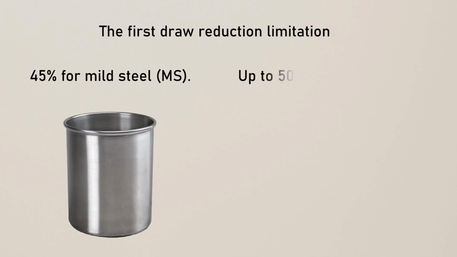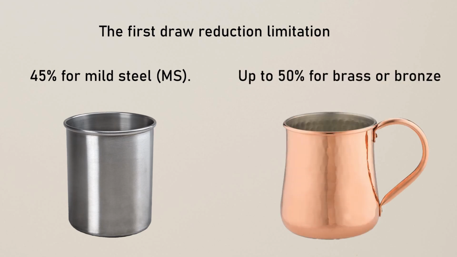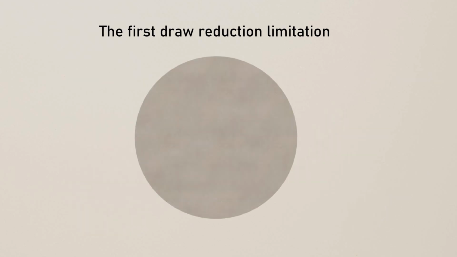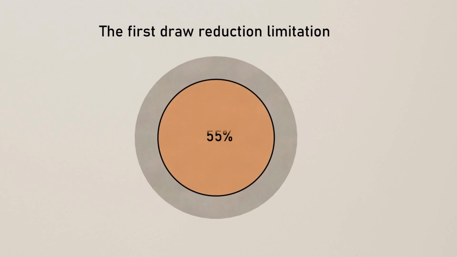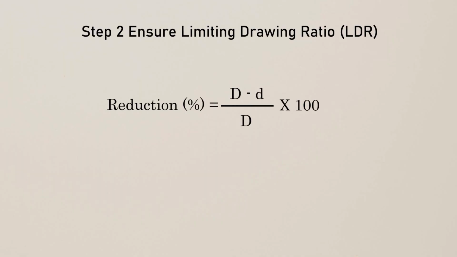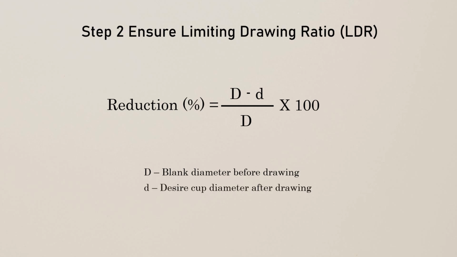The first draw reduction is typically limited to 45% for mild steel, MS, and up to 50% for materials like brass or bronze. This means an MS sheet can be safely drawn into a cup with a diameter of 55% of its blank diameter in the first draw. Anything beyond will require multiple drawing stages. So to check the limit, we can use the reduction percentage formula, where capital D is the blank diameter before drawing, and small d is the desired cup diameter.